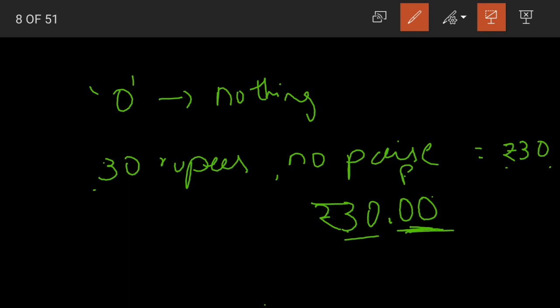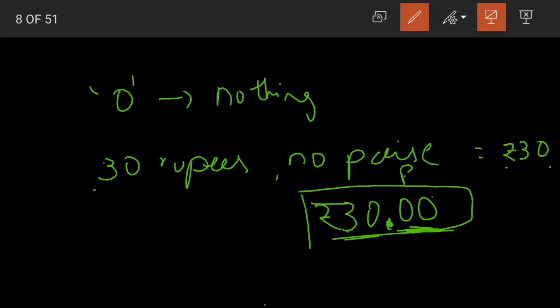Understood, children? Now why do we write this? Even though there are no paise, what is the need for us to write the point and write 2 zeros after the point? Because writing like this will make it easier for us to add and subtract money.